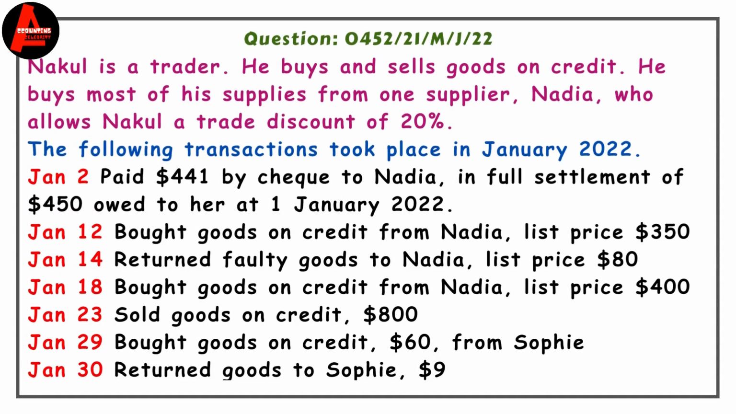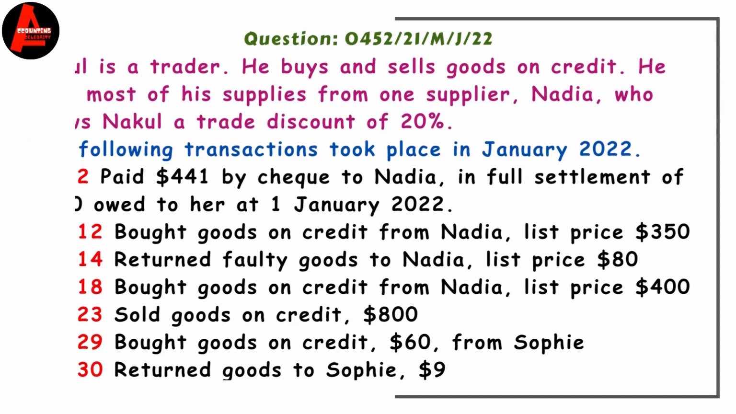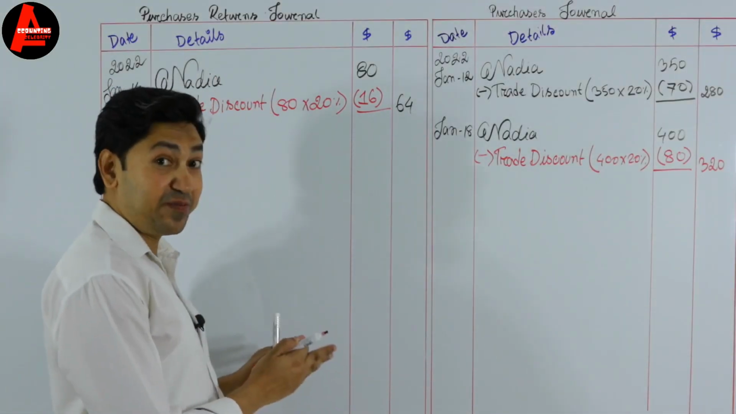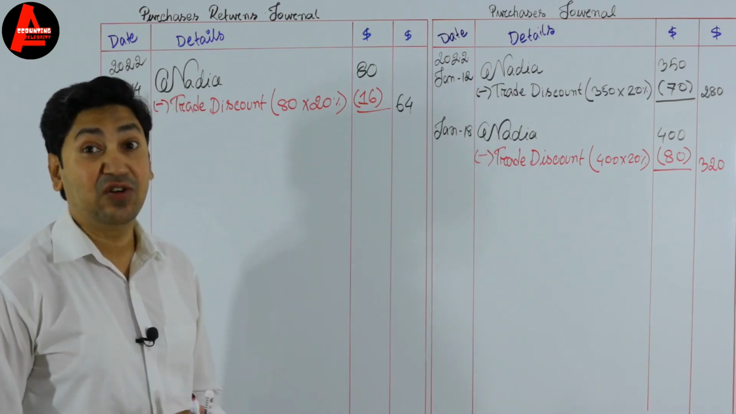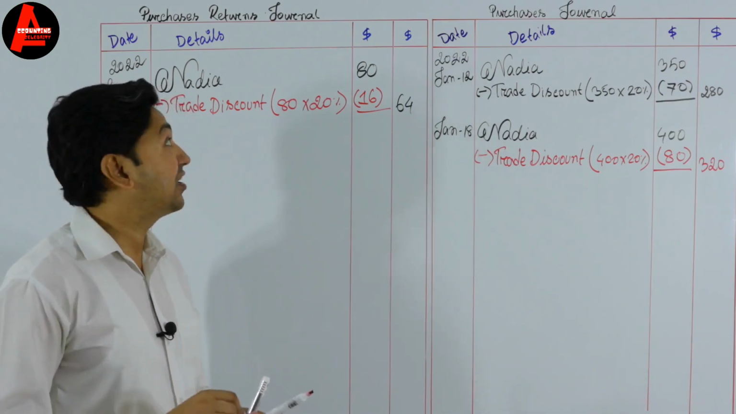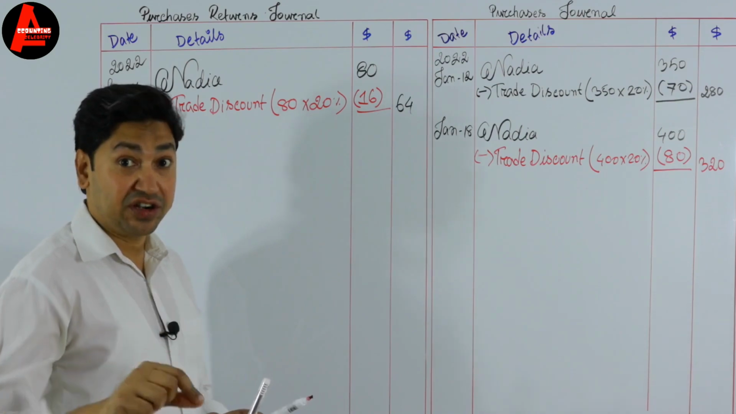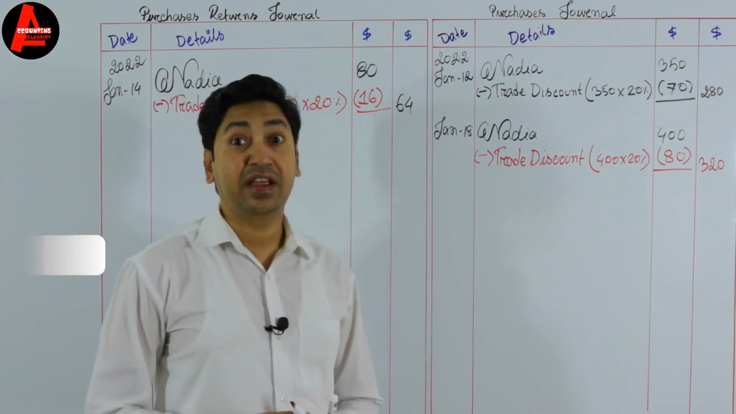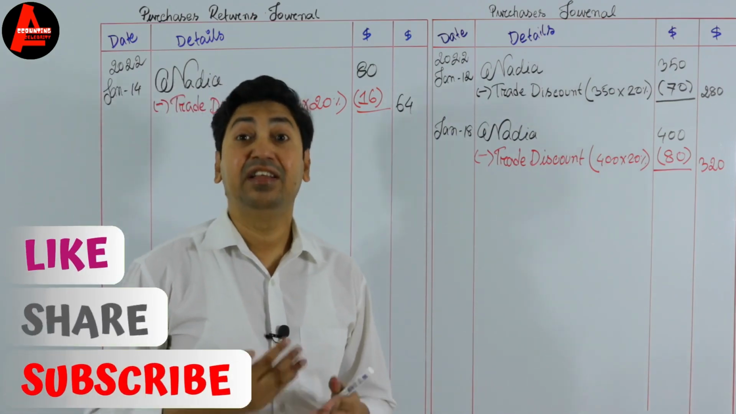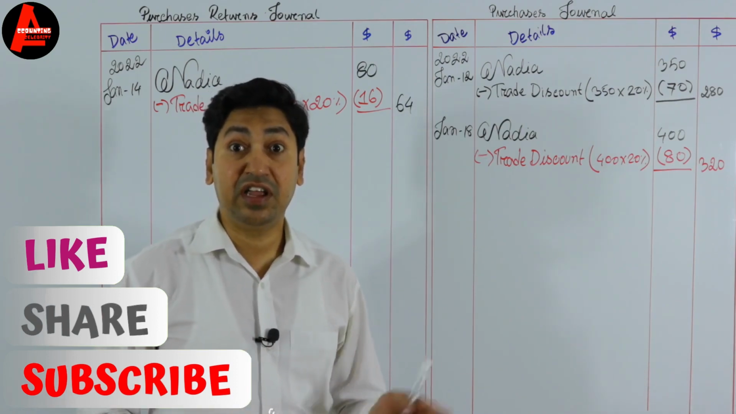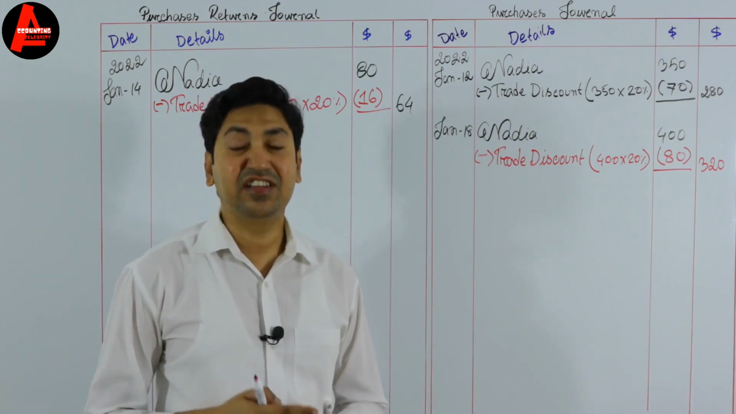We have here January 23, sold goods on credit $800. Think now, will we include this transaction here? No, we will not include this transaction because it is a sales related transaction. We will take it to the sales journal, not the purchase journal or purchase returns journal. Now you might be thinking, why is this transaction given here? It is given just to confuse you, just to check your understanding, whether you write the proper transaction in the right place or not. So let us ignore it.